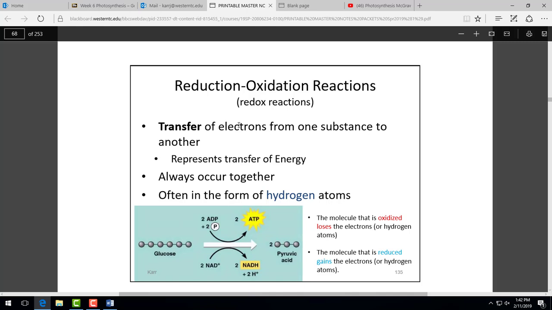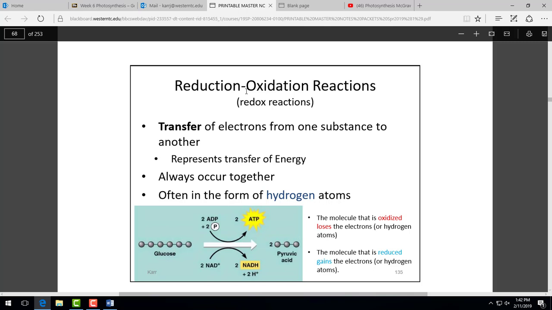Another little mnemonic that I've used is Leo the lion goes grr. Leo is lose electrons, lose energy, oxidation. Leo, L-E-O, lose electrons, oxidation. Grr, G-E-R, gain electrons, oxidation. No, did I just say that? No. GER is G-E-R, gain electrons, reduction, right? G-E-R. Gain electrons, gain energy, reduction.